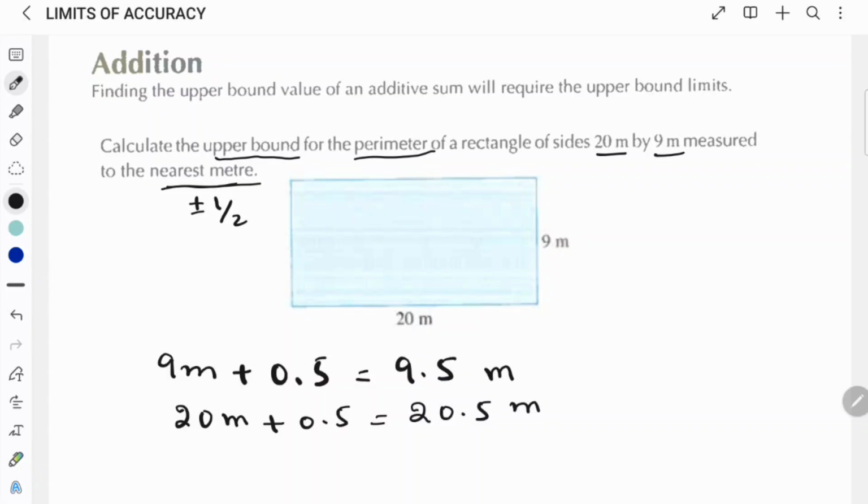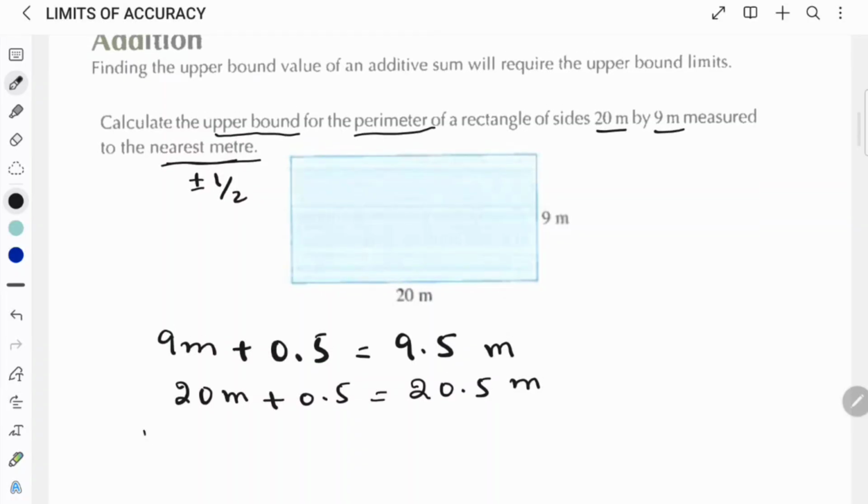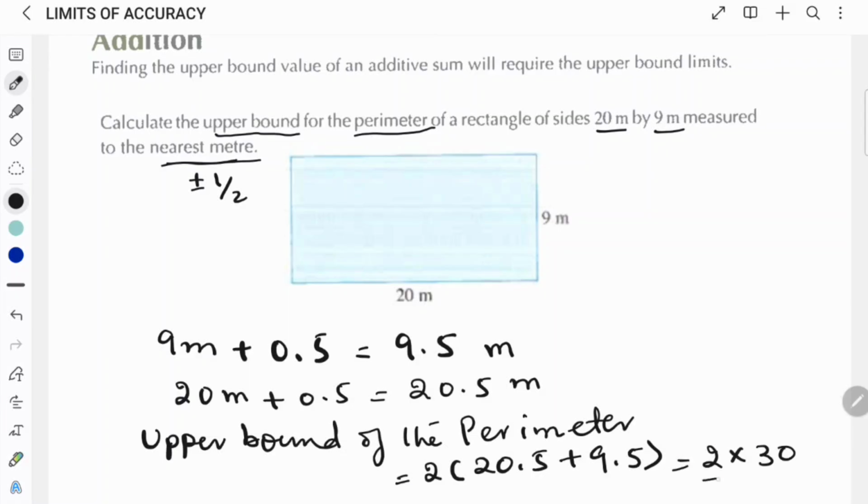Now you have to find the upper bound of the perimeter. Add all of the sides: 2 times (L plus B). So 2 times (20.5 plus 9.5). 0.5 and 0.5 become 1, so that becomes 30. So 2 times 30 is 60 meters, which is the answer in this question. So that was the addition question.